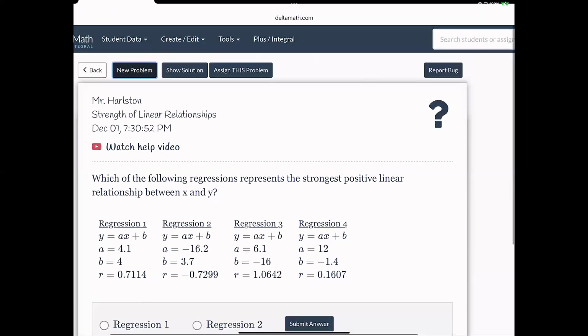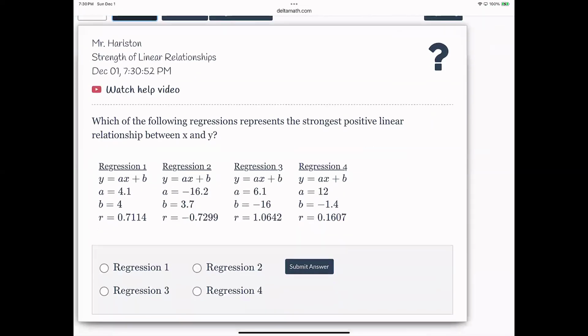All right, this one. We're looking for the strongest positive linear relation. So we need a positive number. It has to be less than 1, but the closer it is to 1, the stronger it is. So the first one is 0.71. The second one is about negative 0.73. The third one is not a valid correlation coefficient because you cannot be over 1, and that one says 1.06. And then the fourth one is only 0.16. So the strongest positive number would be regression number 1.